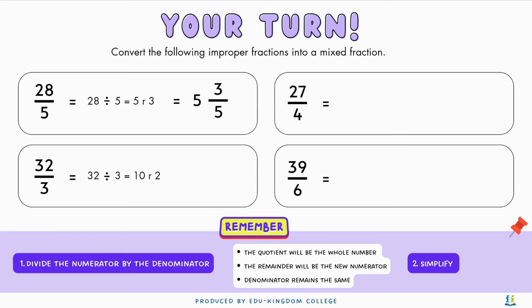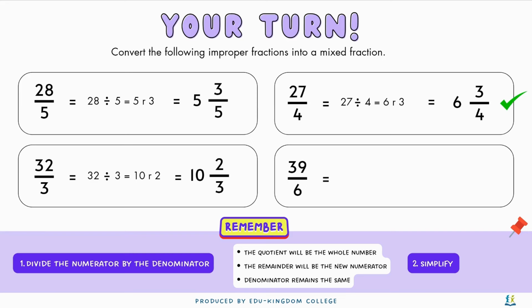32 divided by 3 gives 10, remainder 2, which is going to give us 10, 2 over 3. Then we have 27 over 4. 27 divided by 4 equals 6, remainder 3. 6 and 3/4 is going to be the answer.